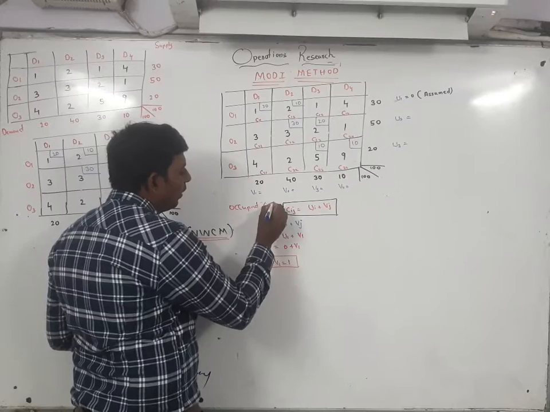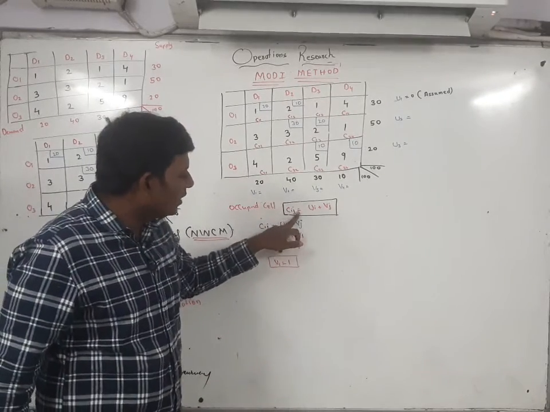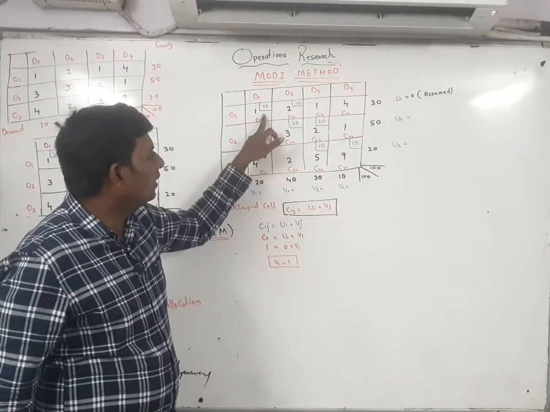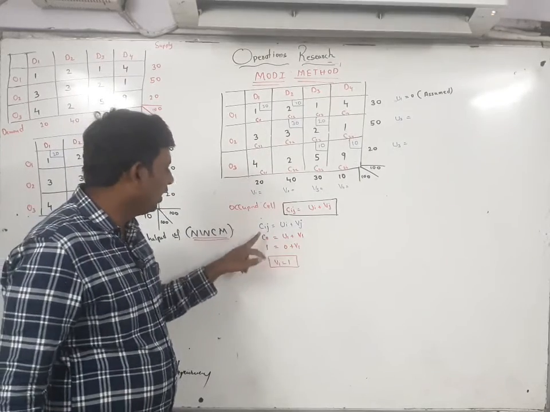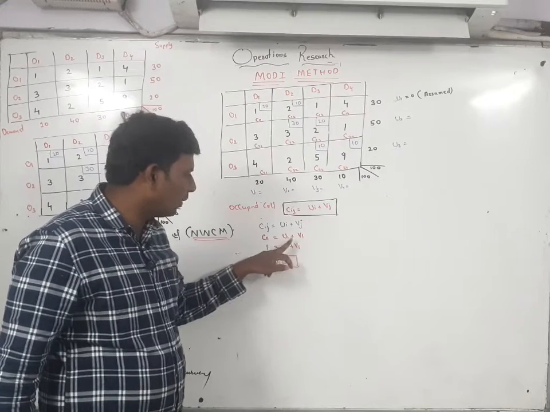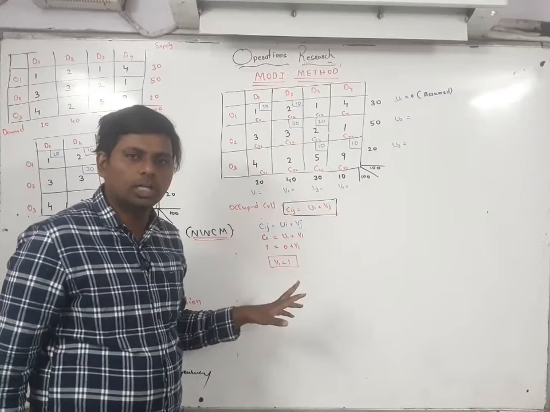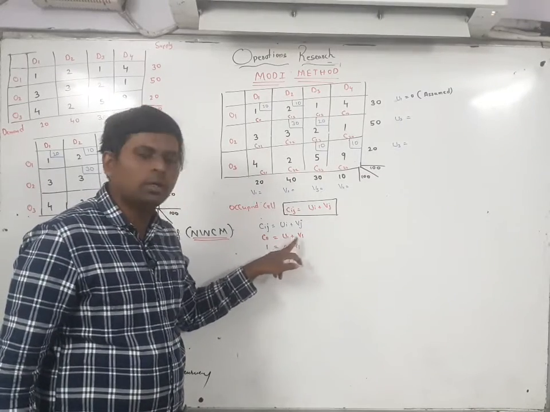For occupied cells, this is the formula: Cij is equal to Ui plus Vj. So first, this cell is occupied. This cell name is C11. For C11, the first number is for U and the second number is for V. Both numbers are 1, so U1 V1.